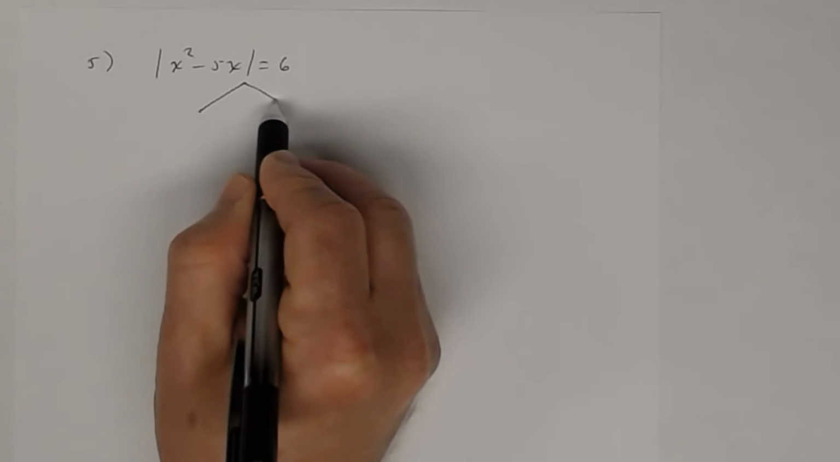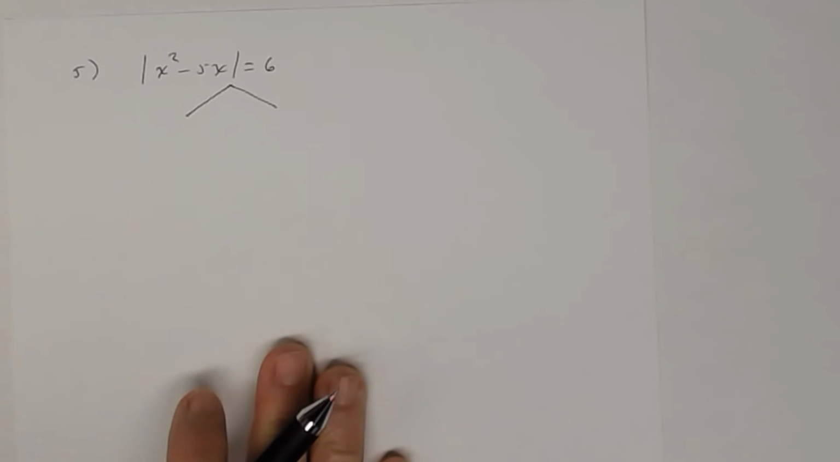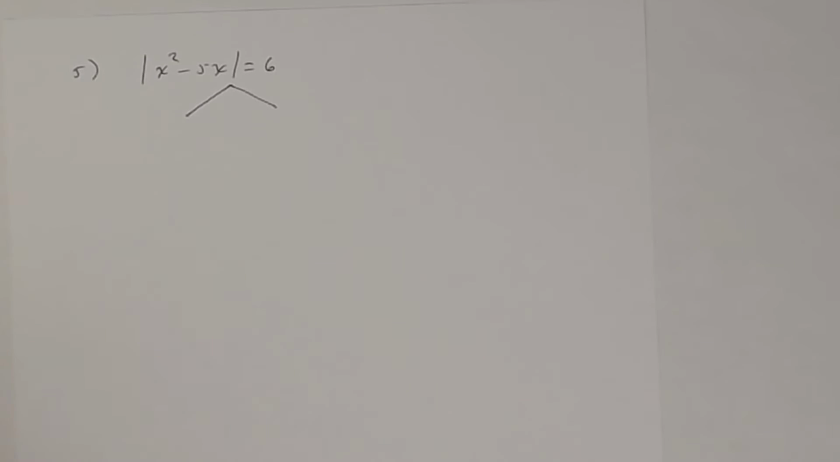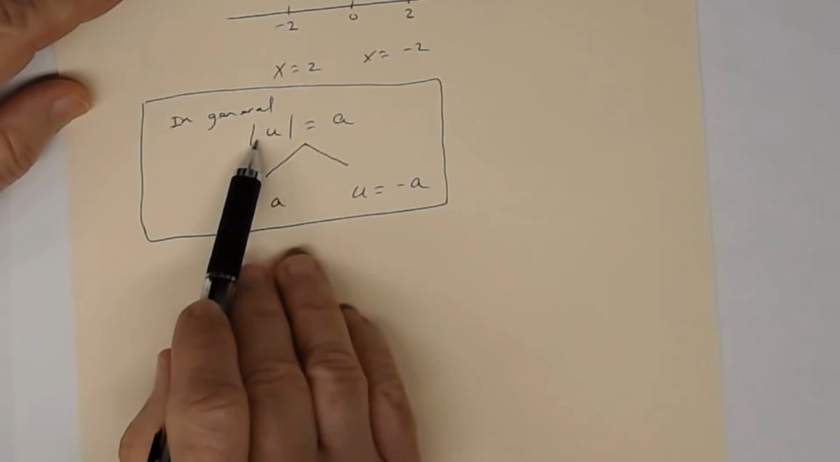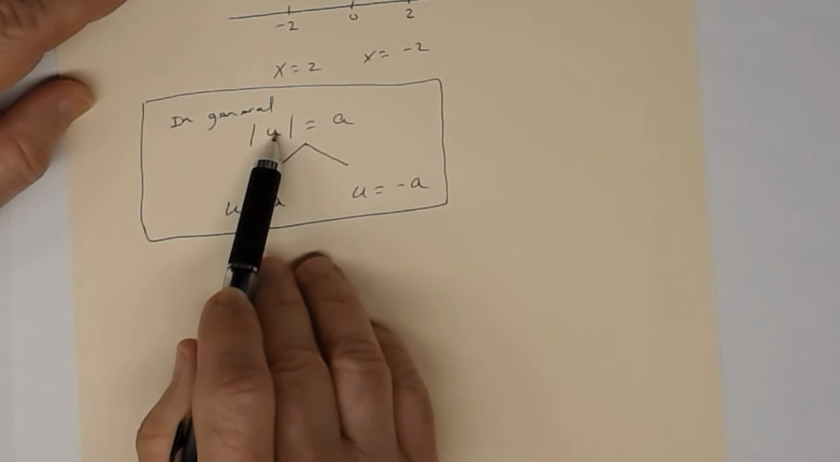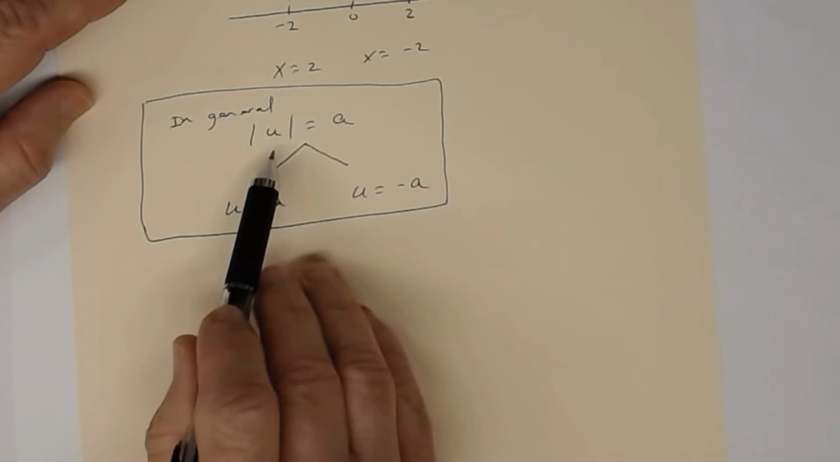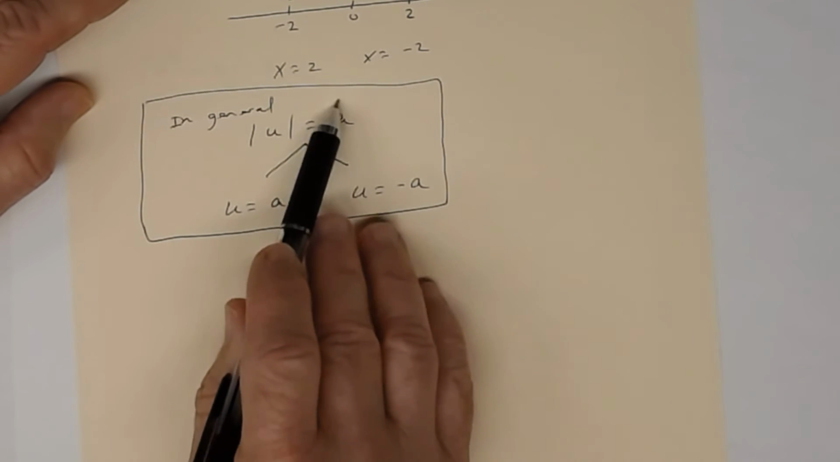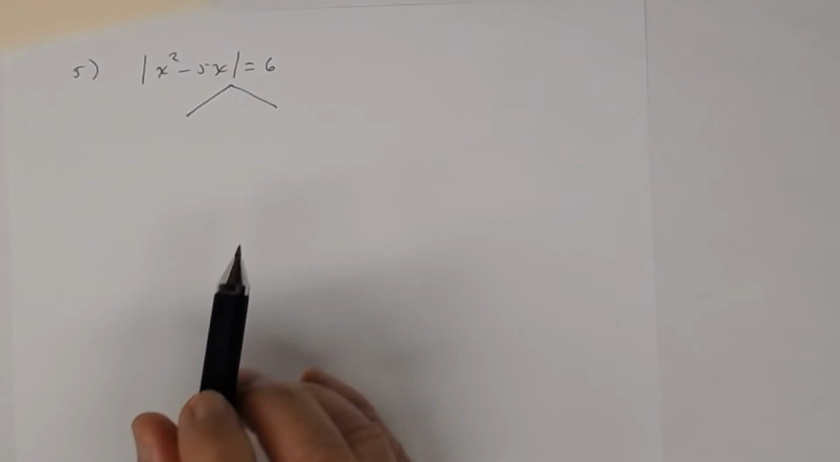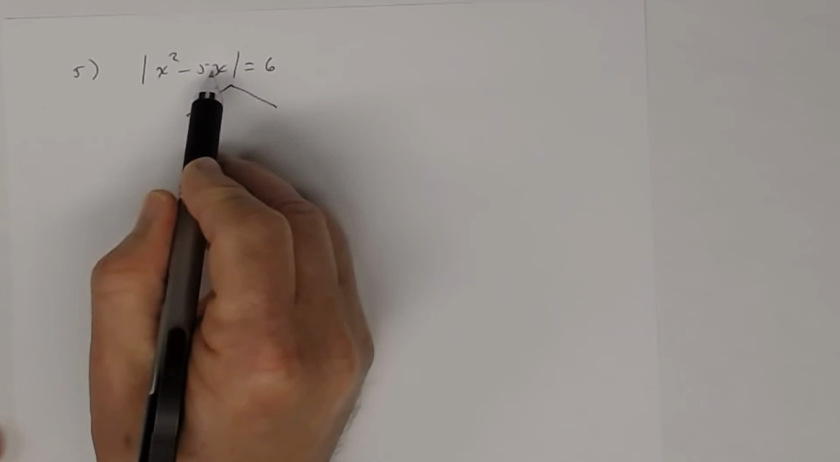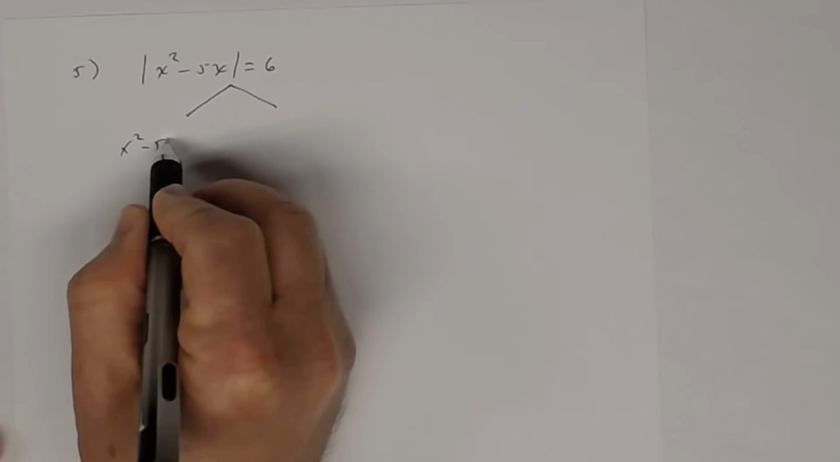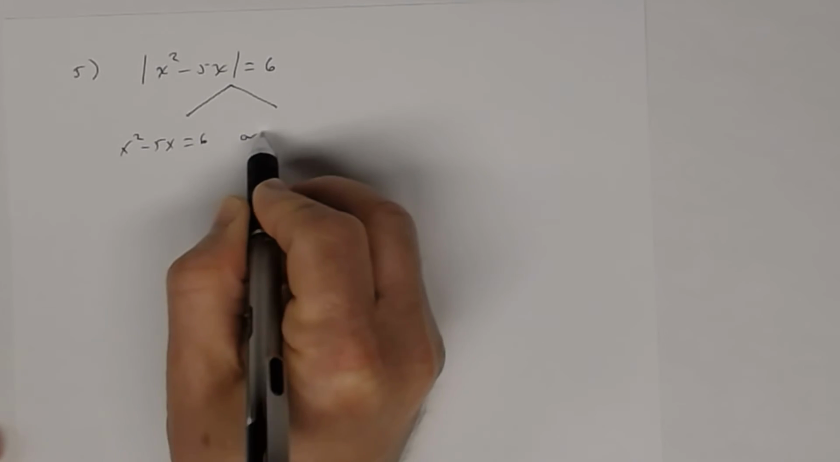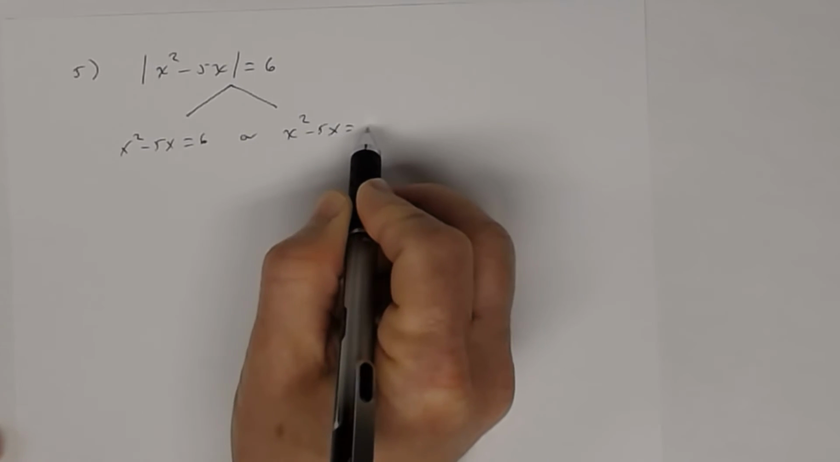So now I'm going to rewrite this. But when I rewrite this, you rewrite it without the absolute value bars. So remember our process. You're going to take the variable expression within the absolute value bars, and you're going to set it equal to the other side. And then you're going to take the variable expression and set it equal to the opposite of the other side. Okay? So here we go. So the variable expression that's within the absolute value bars is x squared minus 5x. That's going to equal 6. Or x squared minus 5x equals the opposite of 6.